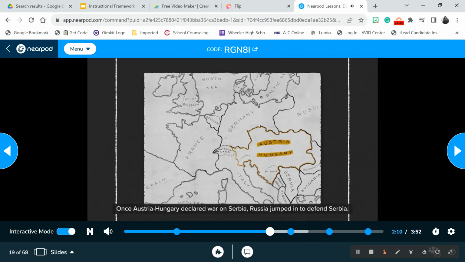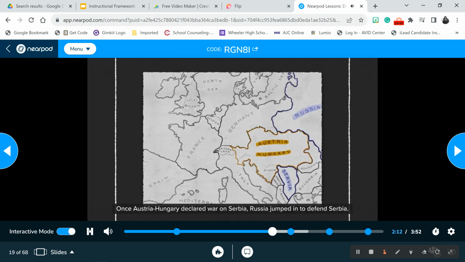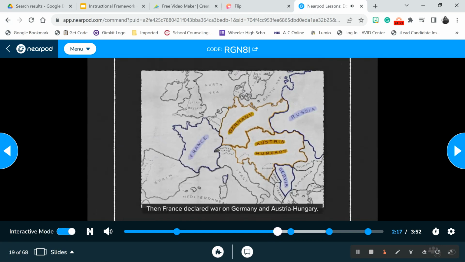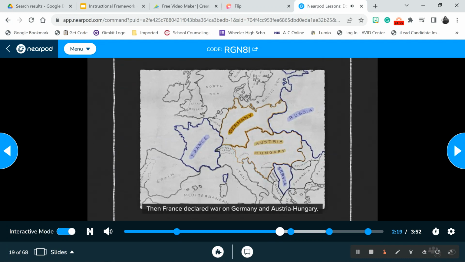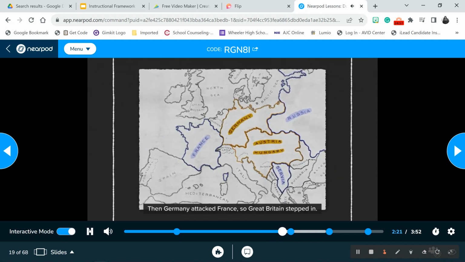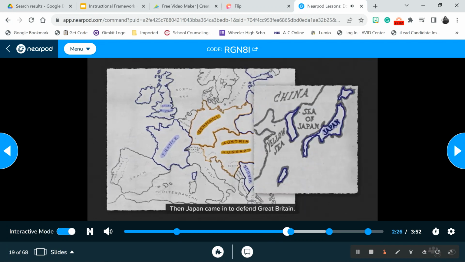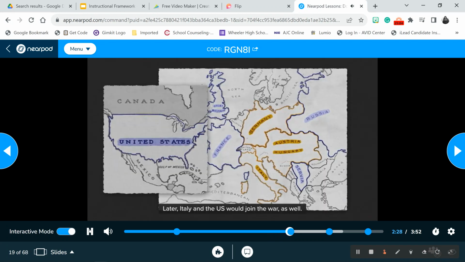Once Austria-Hungary declared war on Serbia, Russia jumped in to defend Serbia. Then Germany declared war on Russia, then France declared war on Germany and Austria-Hungary. Then Germany attacked France, so Great Britain stepped in. Then Japan came in to defend Great Britain. Later, Italy and the US would join the war as well.